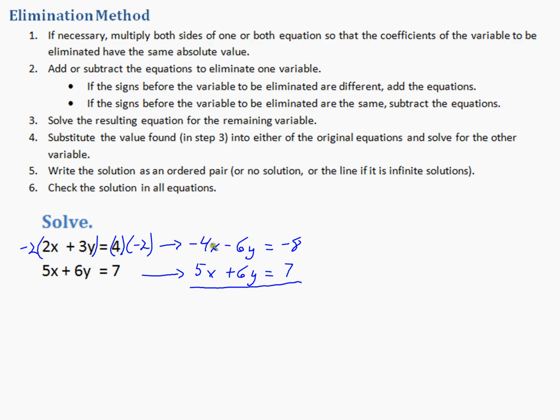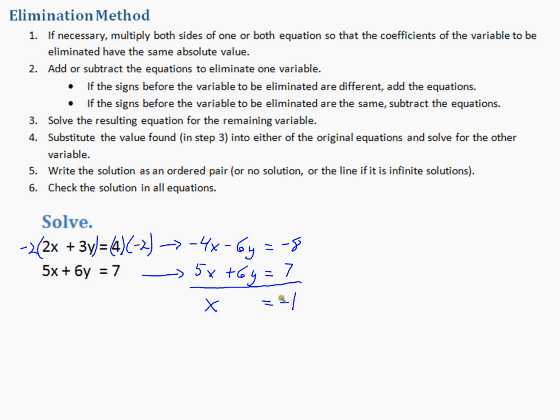We can just add. -4x plus 5x is 1x, or just x. -6y plus 6y is 0. And then -8 plus 7 is -1. Well, that worked out nice. It's already solved for us. x is equal to -1.